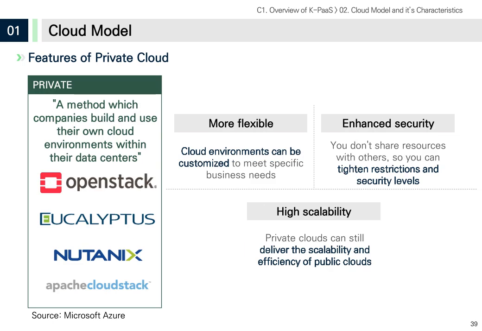Next is the characteristics of a private cloud. The advantage of building your own cloud environment is that you retain control of the resources, so you can customize cloud features to fit your individual customer's situation. Also, a private cloud doesn't share resources with other users, which allows for greater restrictions and security. Finally, since you're essentially building a cloud environment, private clouds are also more scalable and efficient than on-premises environments. Some popular products include OpenStack, Eucalyptus, Nutanix, and CloudStack.